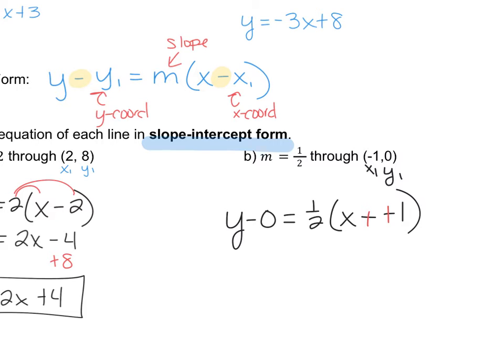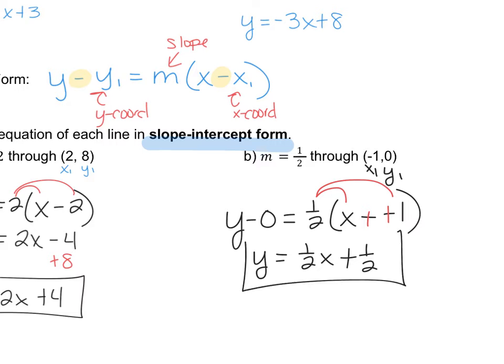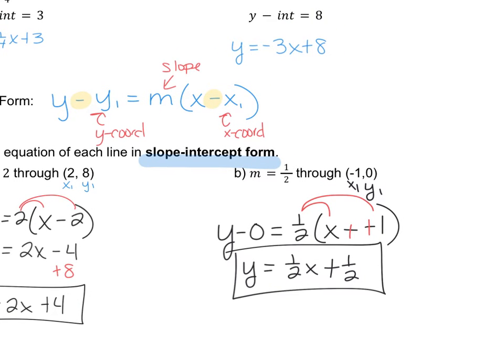Okay, so now y minus 0 is just y, right? And let's go ahead and distribute. What is 1/2 times x? Well, that's just 1/2 x. And the next one, 1/2 times positive 1 is positive 1/2, or half of 1 is a half. Okay, is it in slope-intercept form? Yes, it is. So we are finished with that one.